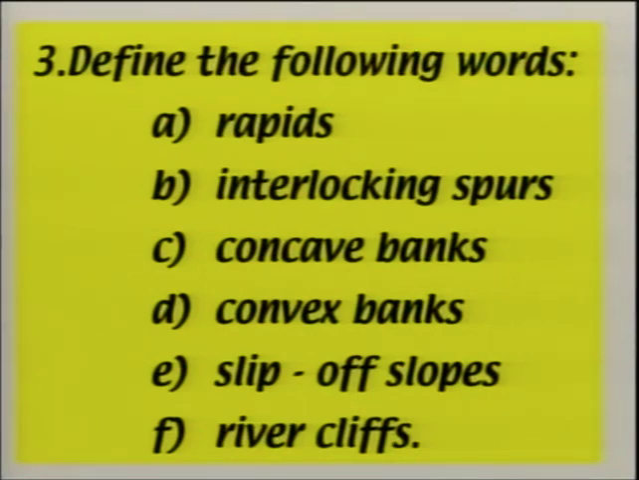And the words are rapids, to define what rapids are, interlocking spurs, to define what they are, concave banks, to define what they are, convex banks, slip-off slopes, and river cliffs. Those are some of the terms that we've used today. It's also important that we know the definition to those terms.